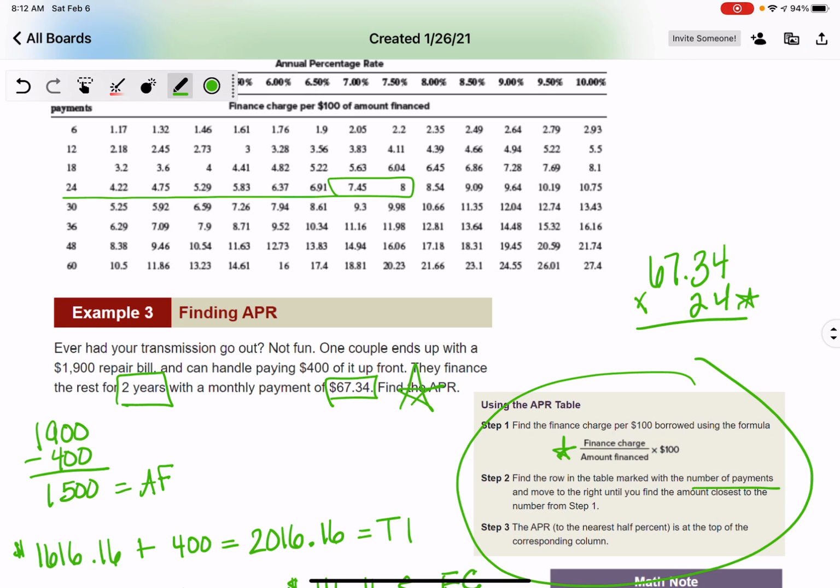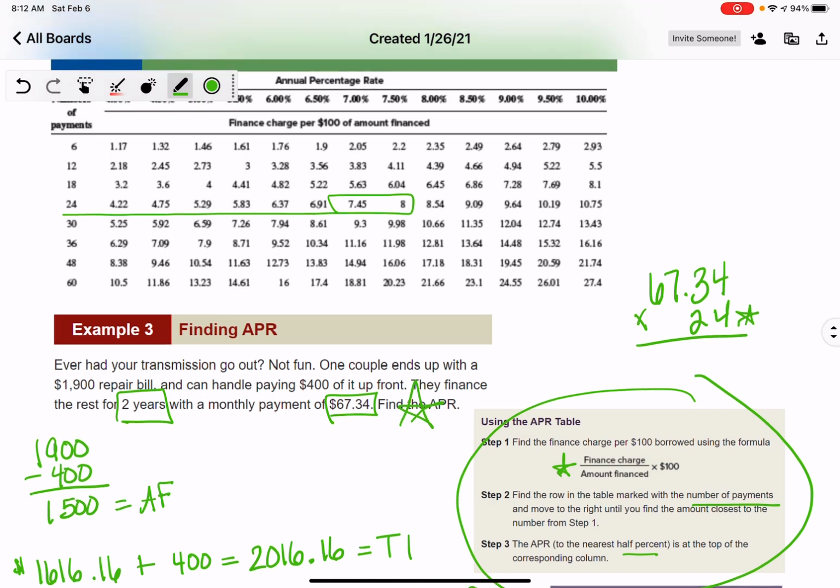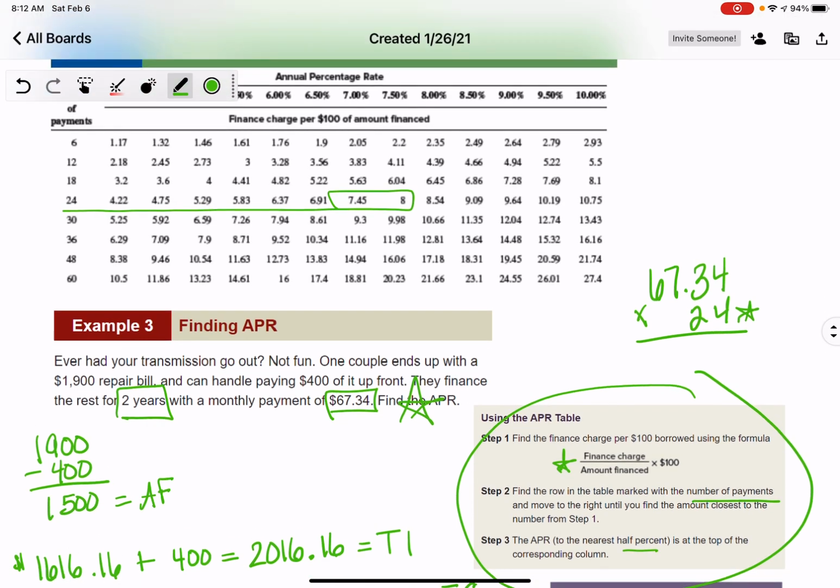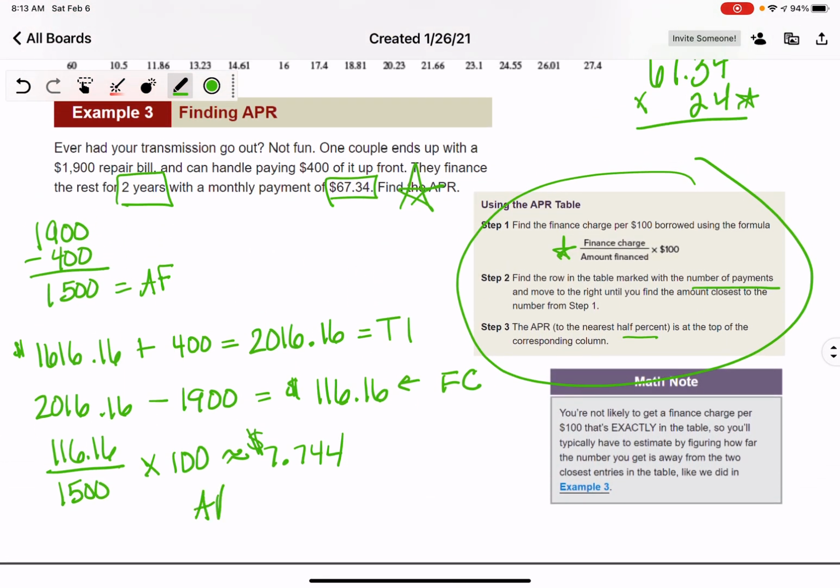Now, step 3 says the APR to the nearest 0.5% is at the top of the corresponding column. So the APR is when we move up from here. Now it won't be exactly 7.5 because it's not quite 8. So we can say that it is about maybe 7.25. We'll put our little squigglies. We'll do 7.25%.